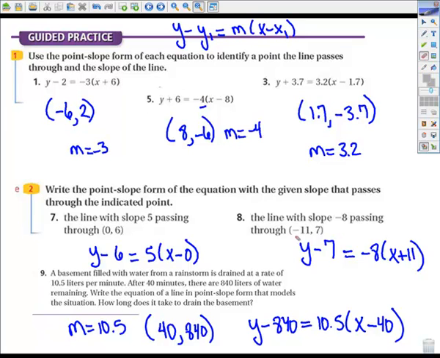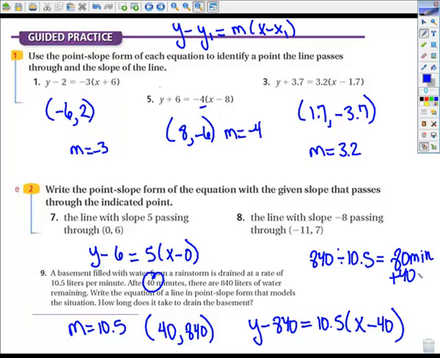And lastly, they're asking us to go ahead and find out when all the water has drained. Well, if I have 840 liters left and it drains at 10.5 liters per minute, I can take 840 and divide it by 10.5. That gives me 80 minutes. But it's already taken 40 minutes. So when I add those up, it's going to be completely drained in 120 minutes, or 2 hours. Generally, we're going to put down minutes, though, because the problem was in minutes.